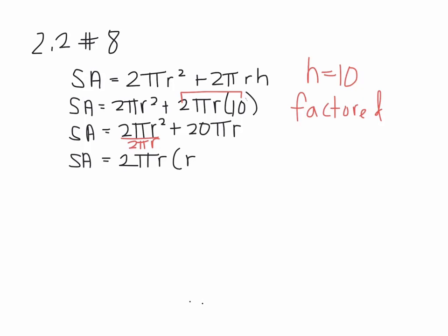So here we go. How about over here? What if I take out a 2 pi r? What would I be left with? Well, I've got 20 divided by 2. That's going to be 10. I've got pi divided by pi. That's going to be just 1. Pi's will cancel out. And r divided by r, that's also just going to be 1. So that's as factored as I can get this equation. And we're done.